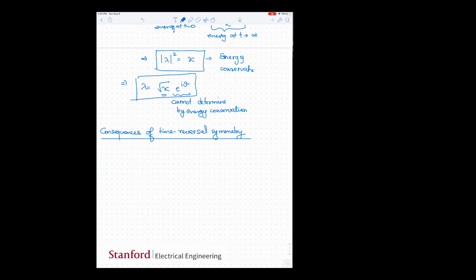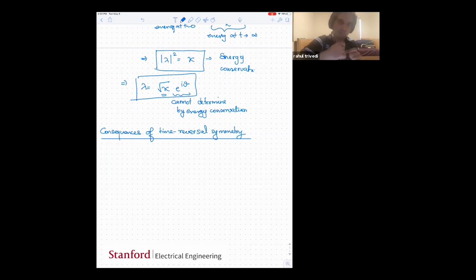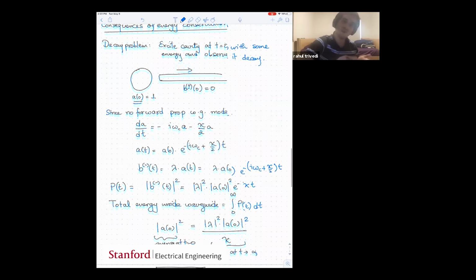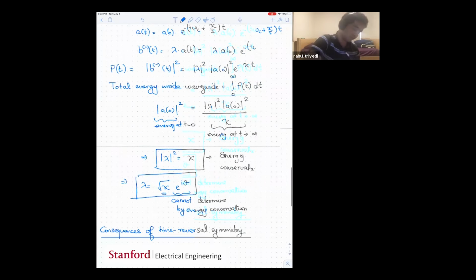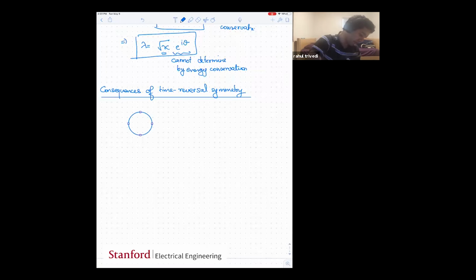Okay, so this is going to be slightly trickier than applying energy conservation, but very, very similar. So let's again look at the same problem that we looked at here. We had some amplitude A of 0 inside the cavity at t equal to 0, and you're not exciting it through the waveguide mode. So there is no forward propagating wave, and you watch this decay into the waveguide mode to give you a backward propagating wave. So this is a problem we just solved.